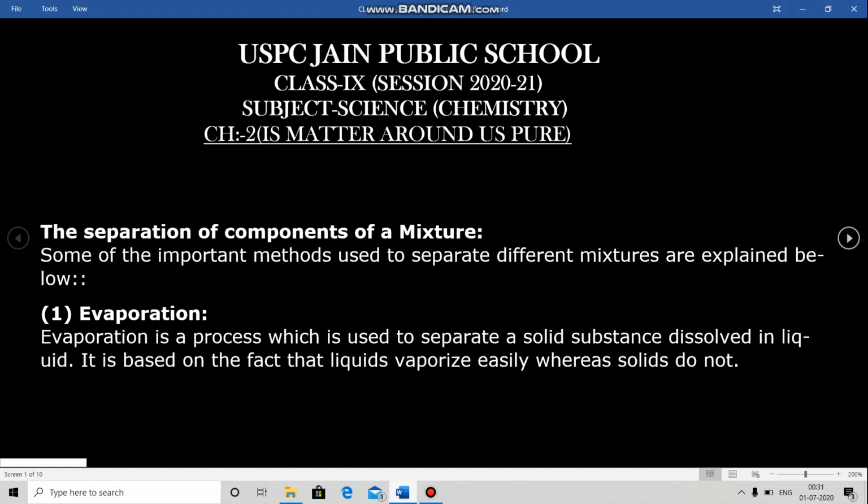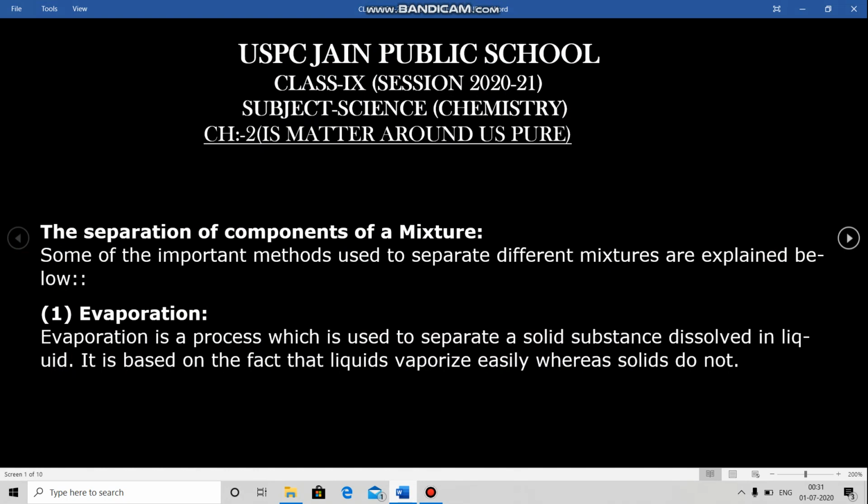Hello everyone. Today we will start our lecture with the topic, the separation of components of a mixture. In this lecture we will learn different techniques which are used to separate mixtures into their components. Okay, let's start. The first technique is the evaporation process.